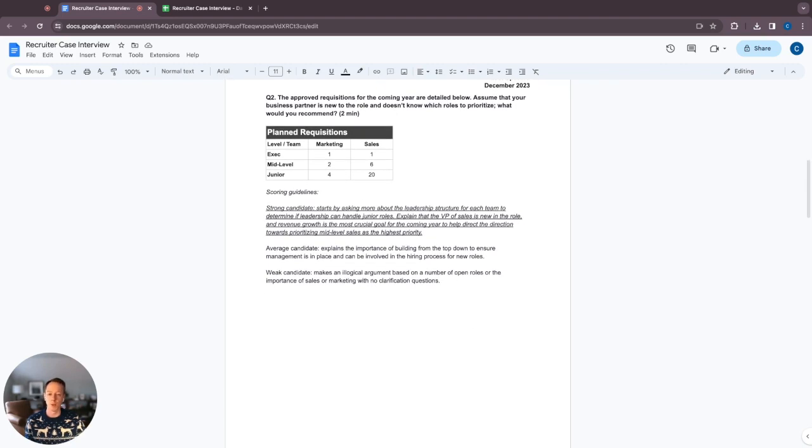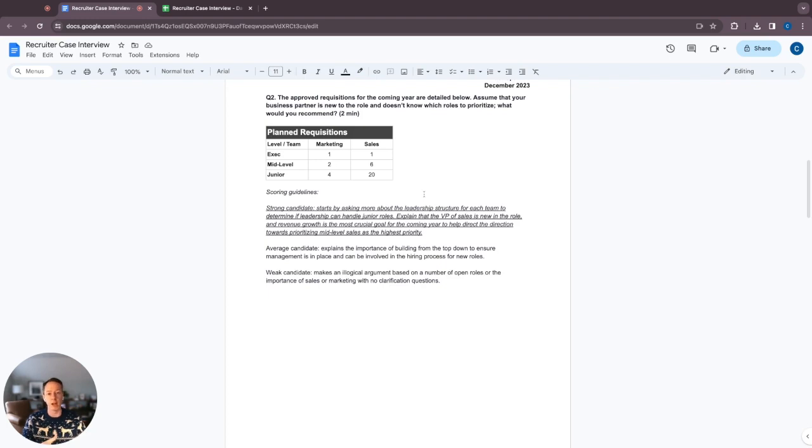But what we really want them to do is get to this point where you're able to tell them that, hey, we've got a VP of sales who's in role. Revenue growth is the most critical factor for the coming year. So in this situation, what do you prioritize? In that case, what I would want them to point towards is this mid-level sales position.